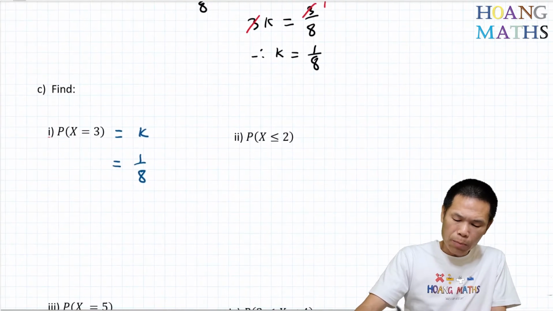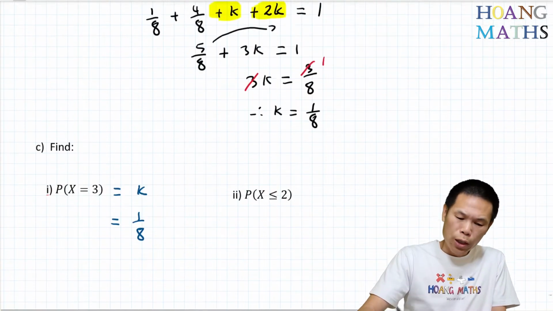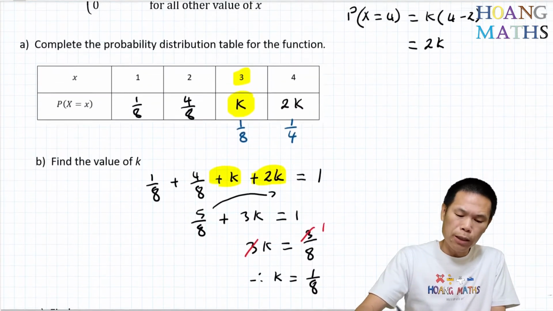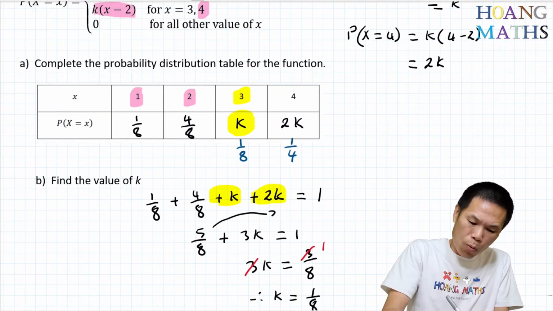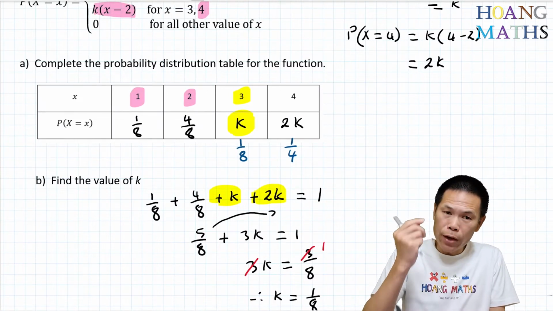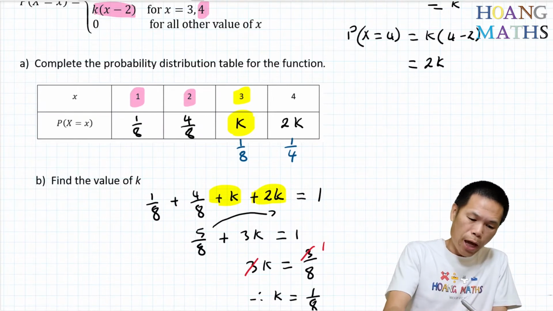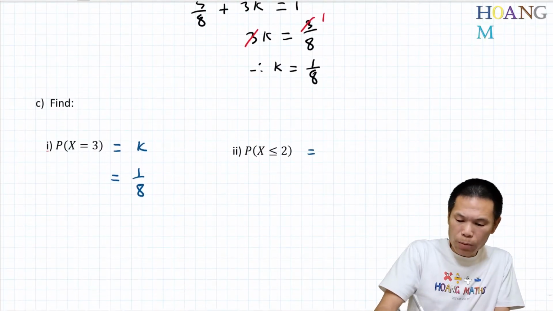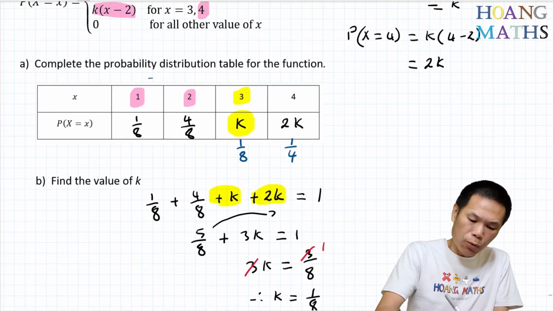Now, second part. The probability of x is less than or equal to 2, that includes 2, okay? That means including 2, so that is 2 and 1. So probability of x equal to 1 or probability of x equal to 2. We add them up. So 1/8 plus 4/8. That is the probability of x is equal to 1.